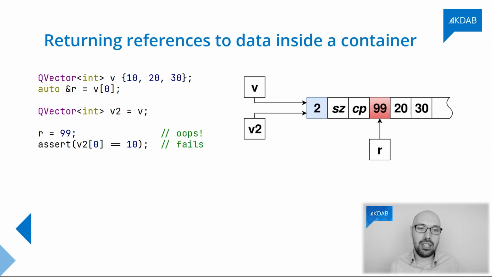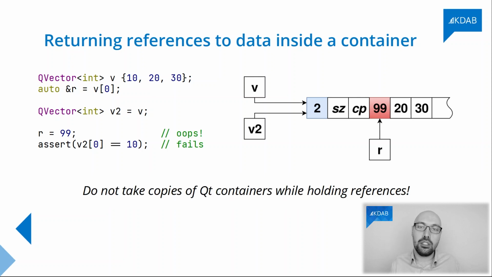Yep, that's a thing. So in principle, when v handed out a reference r, it should have marked itself as not shareable, so that the subsequent copy into v2 should have been a full deep copy, and this problem would not have appeared. But Qt does not do this, because doing this would be terribly expensive, and so you may have this side effect. In a nutshell, a rule of thumb here is that you should not take copies of Qt containers while holding references inside the data.